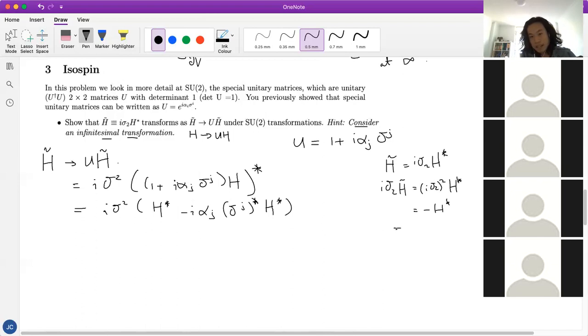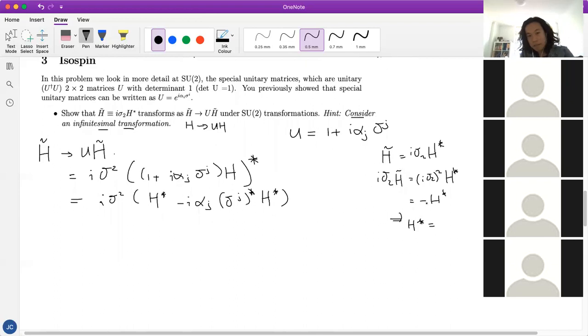So I can say that H star can be brought back, like an inverse, H star equals minus i sigma 2 H tilde. So I'm going to use this identity for now, but I'll show you later. It'll become obvious later why this is the case. So okay, I'm going to plug this back into here, into the H star.